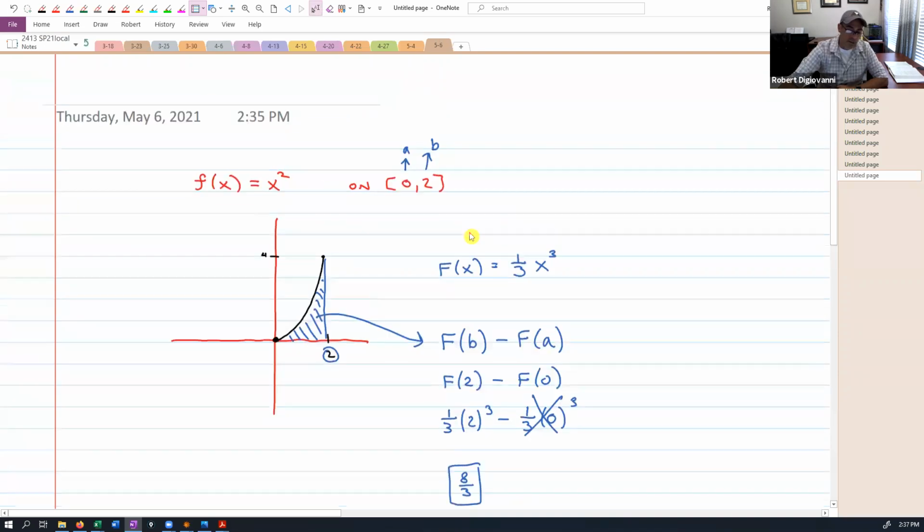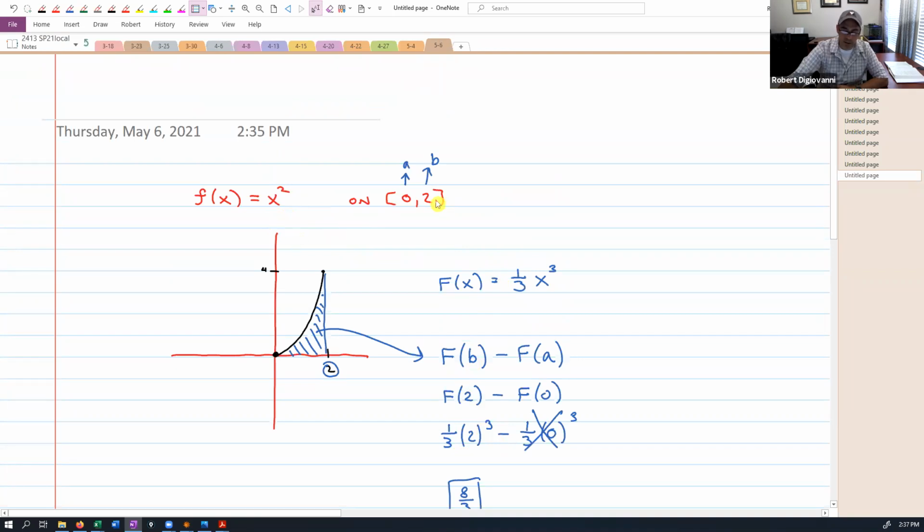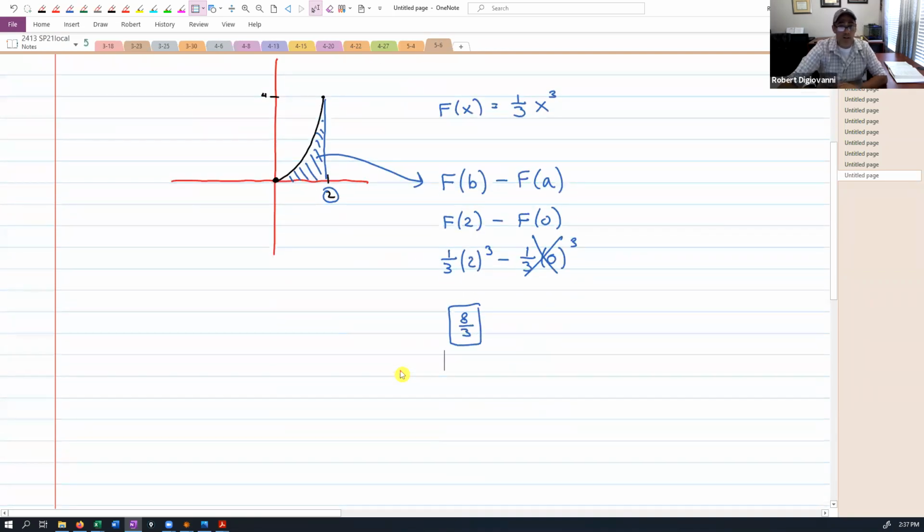And this thing is later known as the evaluation theorem. It allows you to find the area under any curve. So long as you can find the antiderivative, you can find the area under the curve.